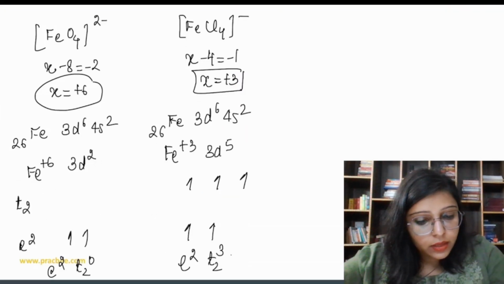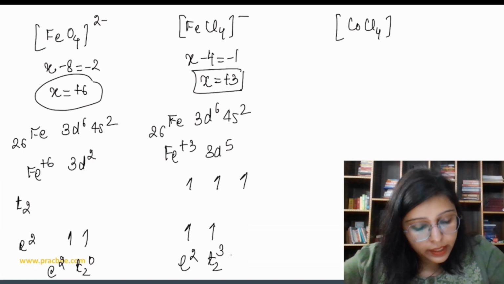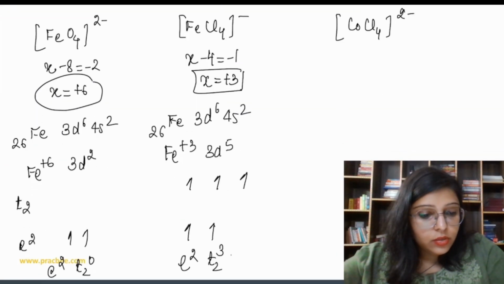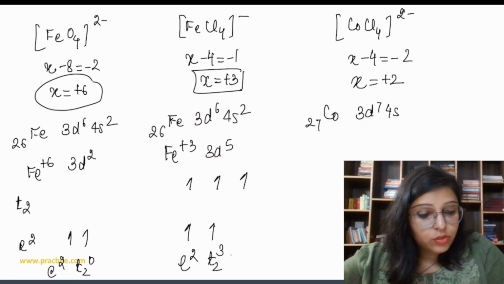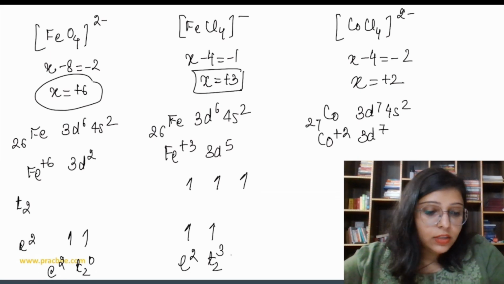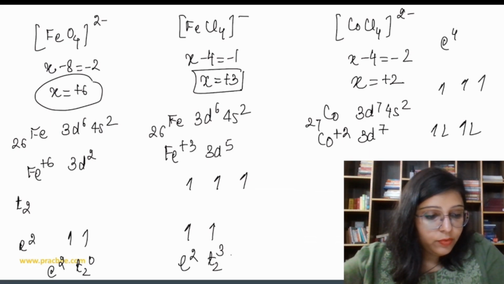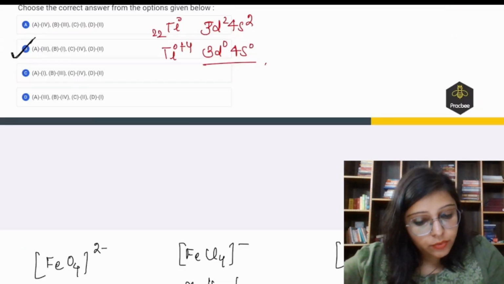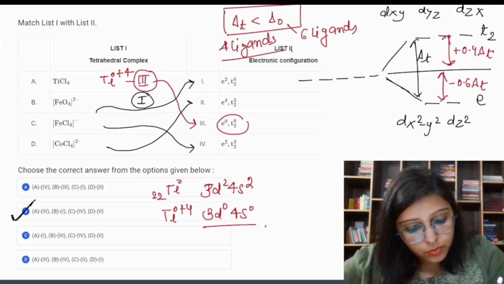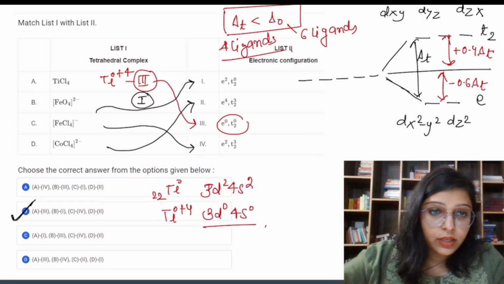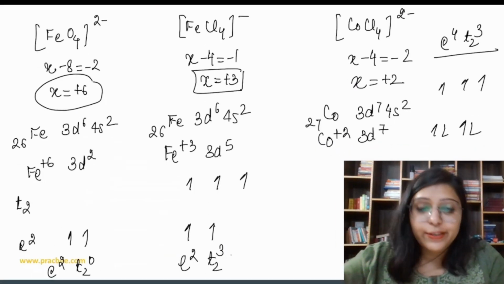Now let's check for D. CoCl4, it is 2 minus. So we write x minus 4 is equal to minus 2. So x is equal to +2. So cobalt 27, that is 3d7 4s2, and cobalt +2 is going to be 3d7. Right? So let's put 1, 2, 3, 4, 5, 6, 7. So what do we write? E4 T2 3. So this can be matched with option number 2. Understood how to find out the configuration? Very good. Now let's do the next question.